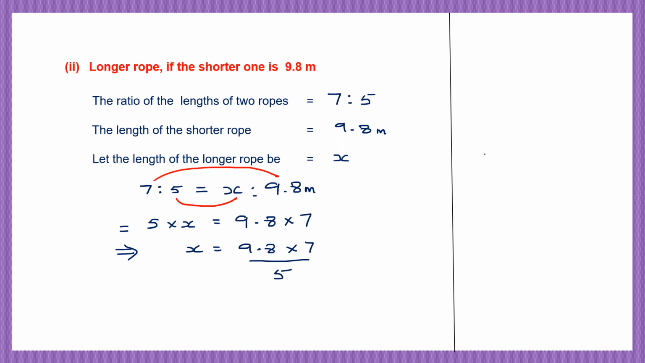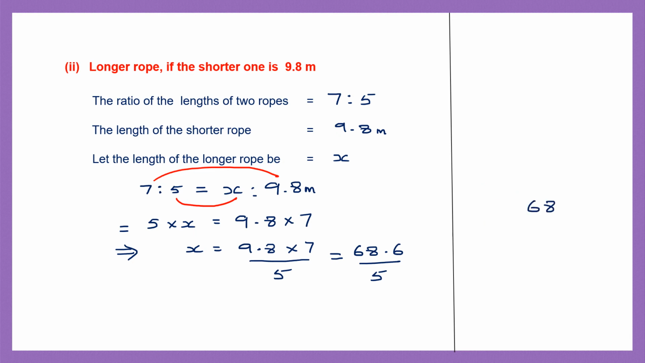So let's multiply 9.8 into 7, ignoring the point, 98 into 7. 7 eights are 56, carry 5. 7 nines are 63 plus 5, 68. So 686. Now here there is one decimal place, so the answer also will have one decimal place. So that becomes 68.6 in the numerator divided by 5. So now let's divide 68.6 by 5.